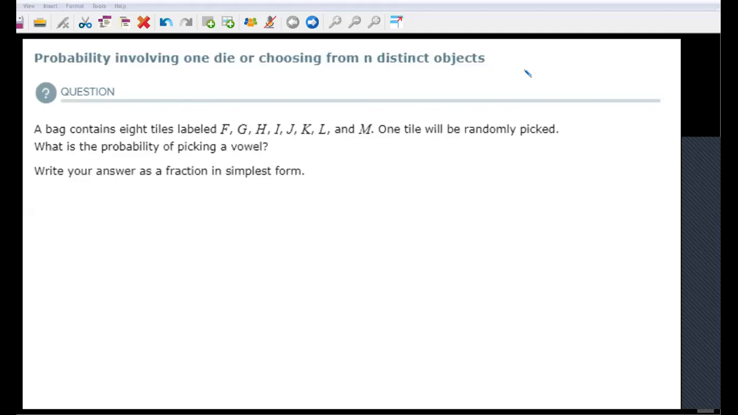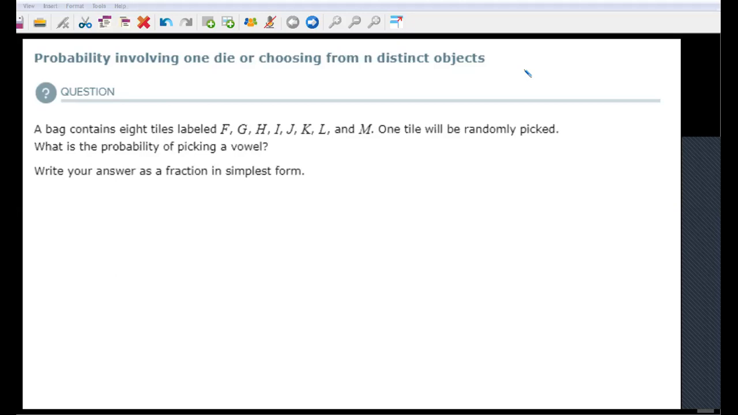The first topic we're going to look at here is probability involving one die or choosing from n distinct objects. And the idea behind this is that we're going to have a certain amount of possible outcomes, and we have to determine how many of those outcomes will make our certain situation happen.